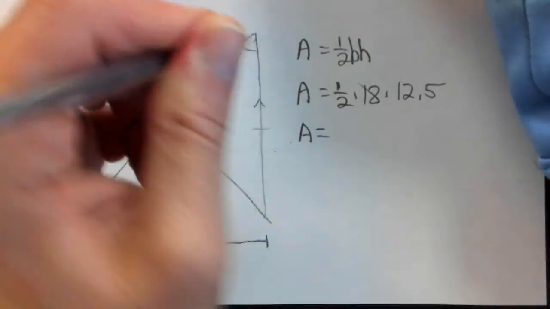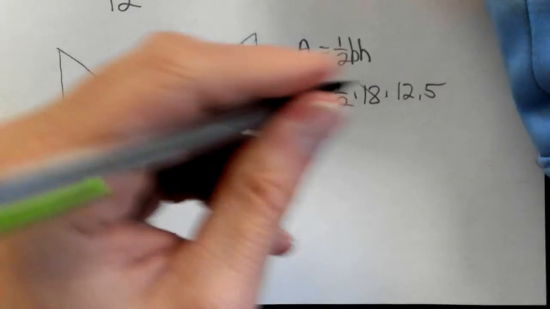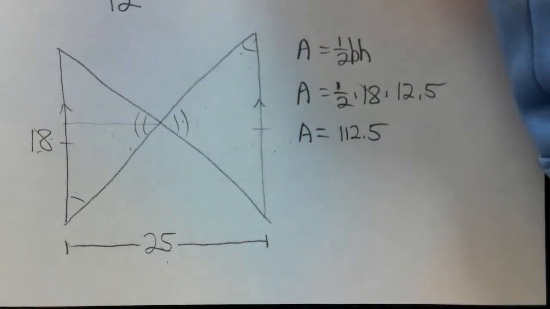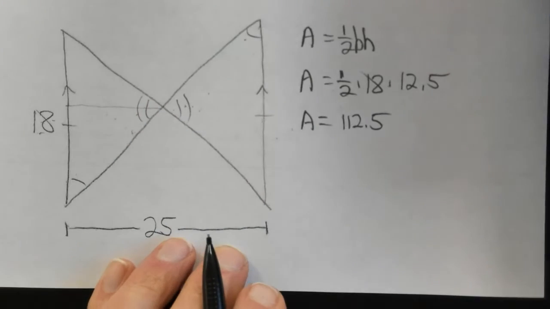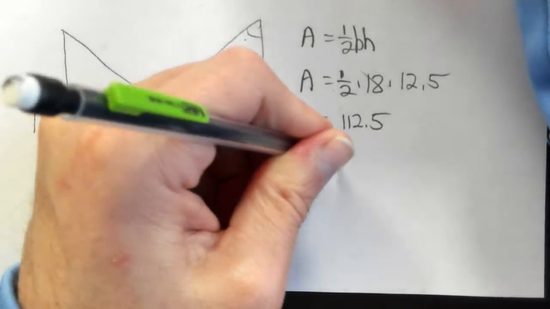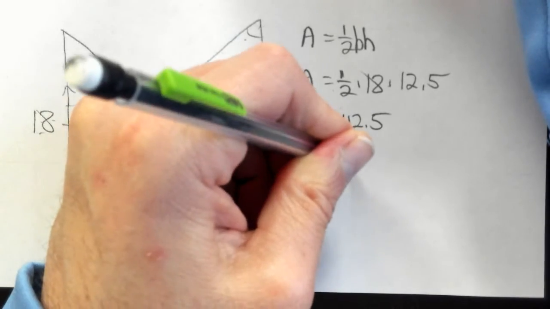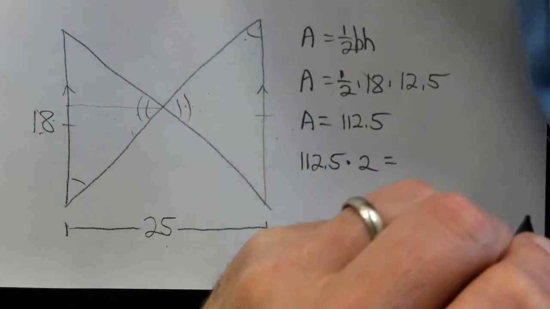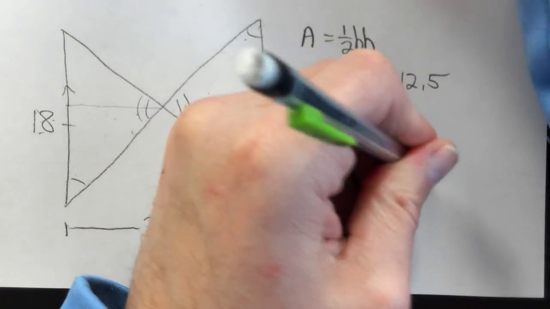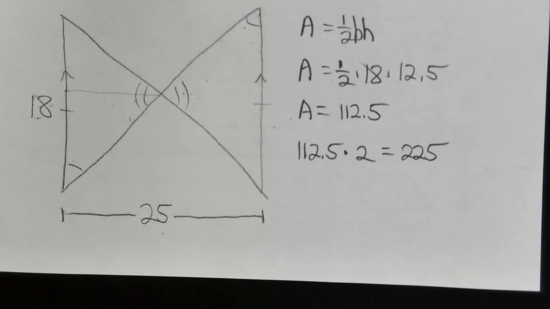And so now, 1/2 times 18 times 12.5 is 112.5. But that's the area of one of those triangles, and we have 2. So I need 112.5 times 2, and then that should give me an answer of 225. Okay. Also, don't forget, I mentioned this before, area is always square units.